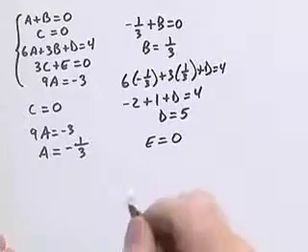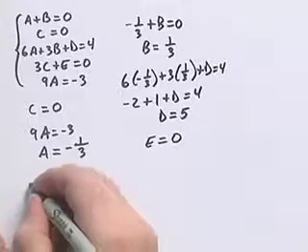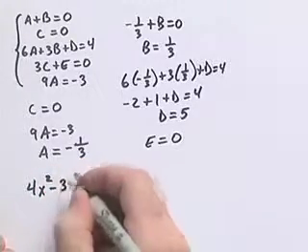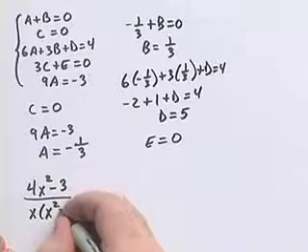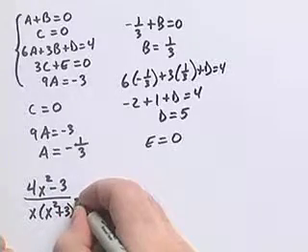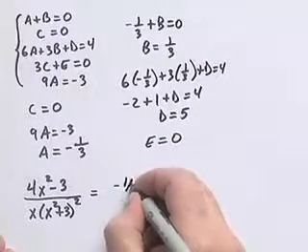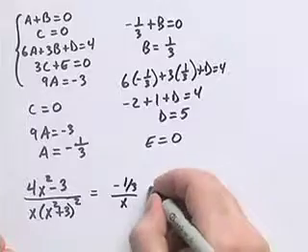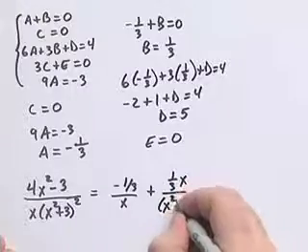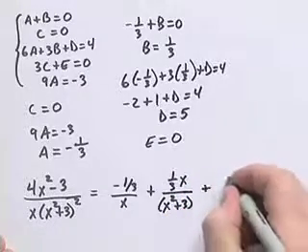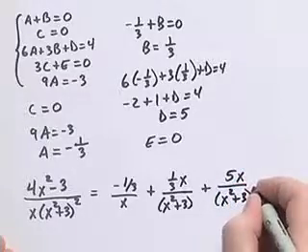We go back to our partial fraction decomposition now, since we know a, b, c, d, and e. We're going to say that 4x squared minus 3 divided by x times (x squared plus 3) quantity squared is equal to negative 1/3 over x, plus 1/3 x over (x squared plus 3), plus 5x over (x squared plus 3) quantity squared.